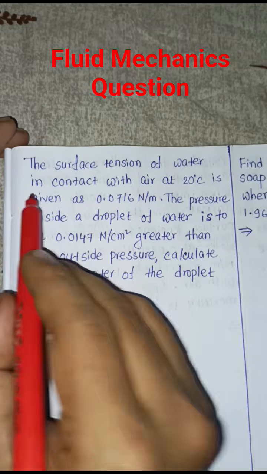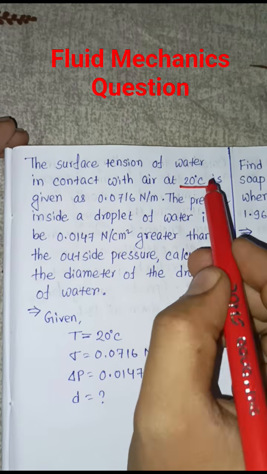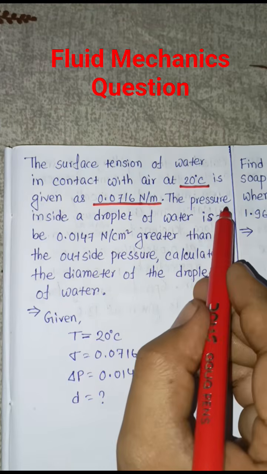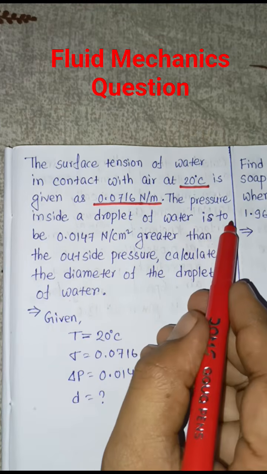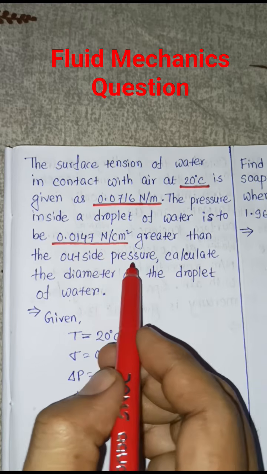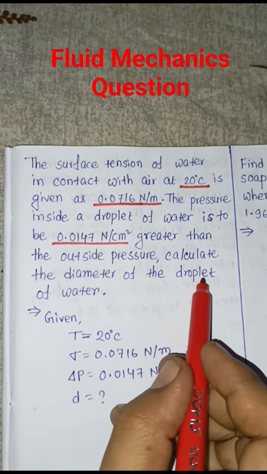Surface tension of water in contact with air at 20 degrees Celsius is given as 0.0716 Newton per meter. The pressure inside a droplet of water is to be 0.0147 Newton per centimeter square greater than the outside pressure. Calculate the diameter of the droplet of water.